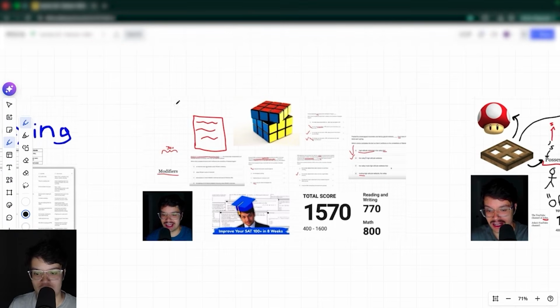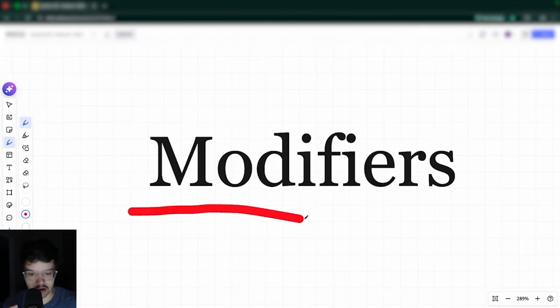Now onto modifiers. This is less than 10% of questions you'll see on the test. You may not see a question like this at all on your next SAT, but if it does show up, you need to know the exact process because these questions can feel unbelievably difficult otherwise. So how do you actually solve SAT modifiers questions?